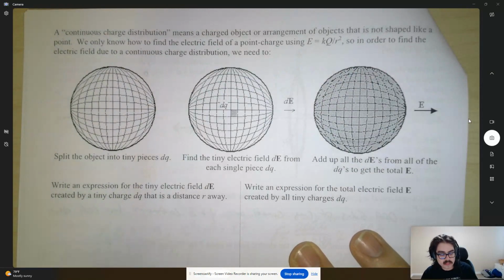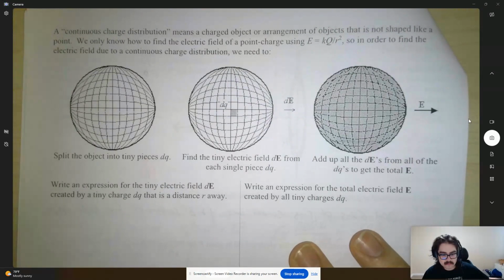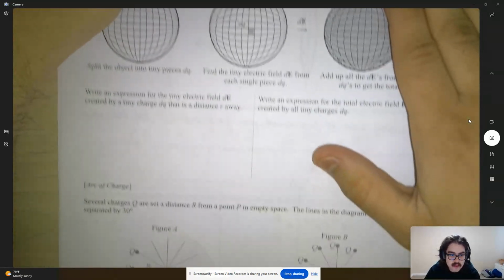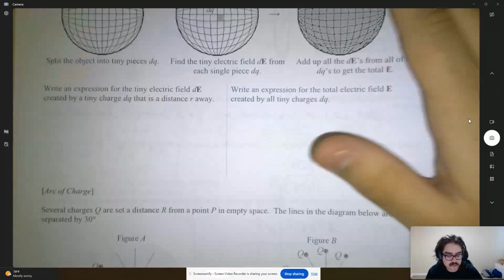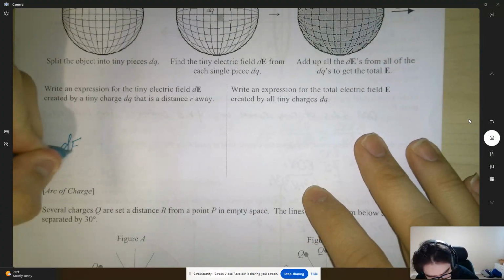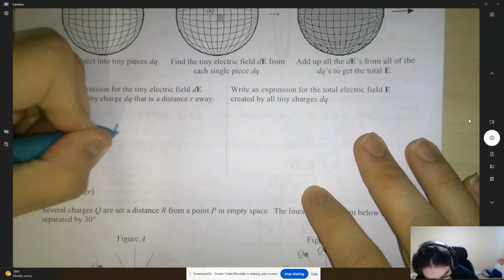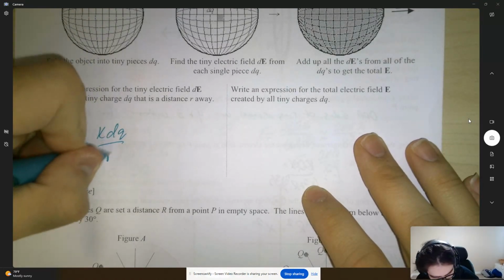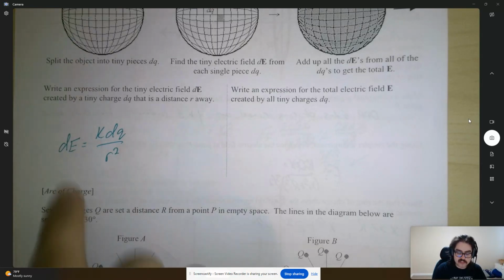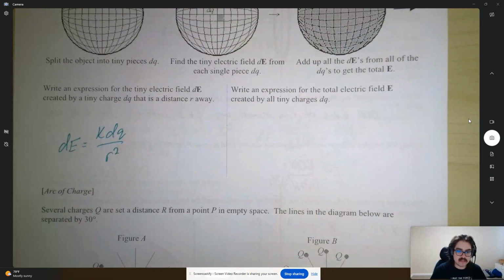You're thinking this looks kind of like a differential equation, and that's because it kind of is, but not really. This is the formula for electric field that's given to you on your formula sheet in the calculus-based one: dE equals k dq over r squared. This gets you the tiny electric field created by a piece, but in order for us to get the total electric field, which is just E, we need to integrate to get rid of the differential.